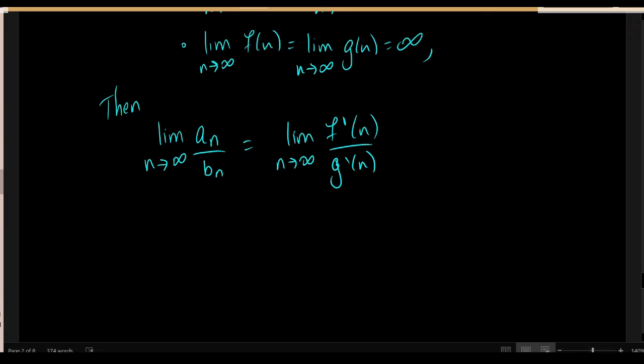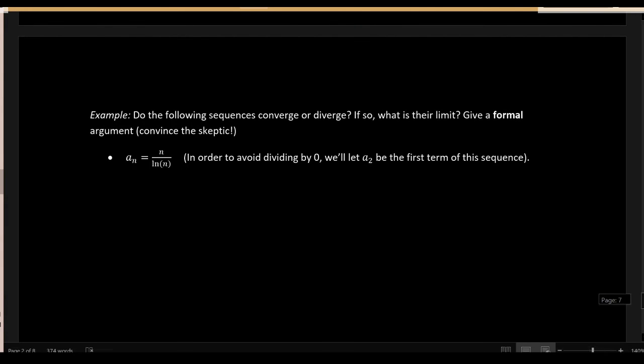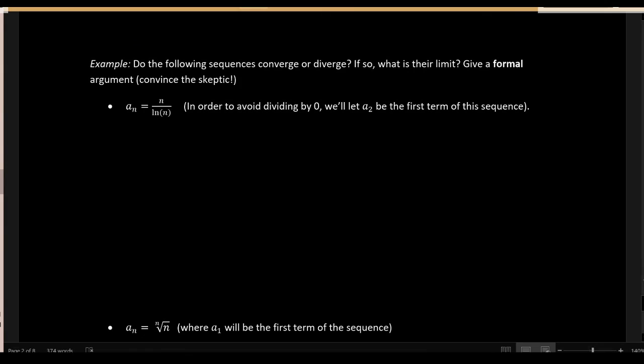If that is true, then you have the ability to calculate the limit of a third sequence, which is the fraction with a_n on the top and b_n on the bottom. To note, this is basically exactly the same as L'Hopital's rule from Calculus 1. So let's try and use L'Hopital's rule to calculate the limits of the following sequences. And let's try and write a formal argument. Let's try and convince the skeptic that our answer is correct.